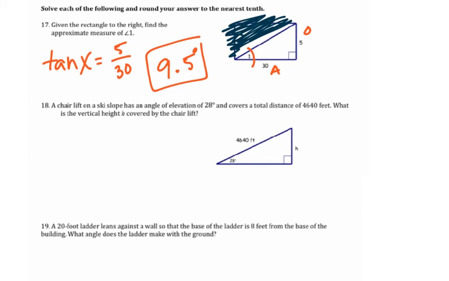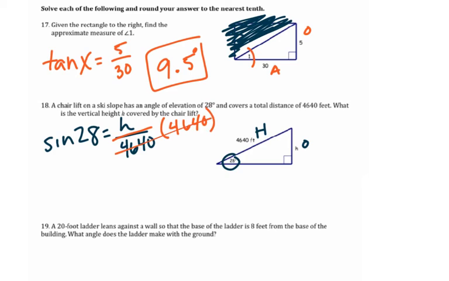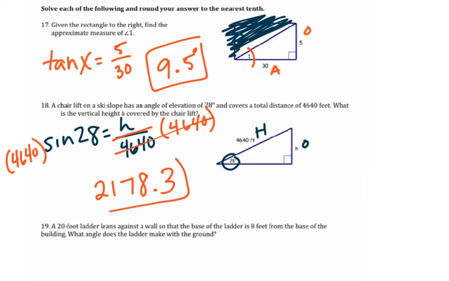All right, 18, it gives me a picture. We've got a chair lift on a ski slope. Here's my angle. So this is the opposite. This is the hypotenuse. So that's sine of 28 equals the opposite over the hypotenuse. To get h by itself, the opposite of division is multiplication. And that leaves me with a number, 2178.3.